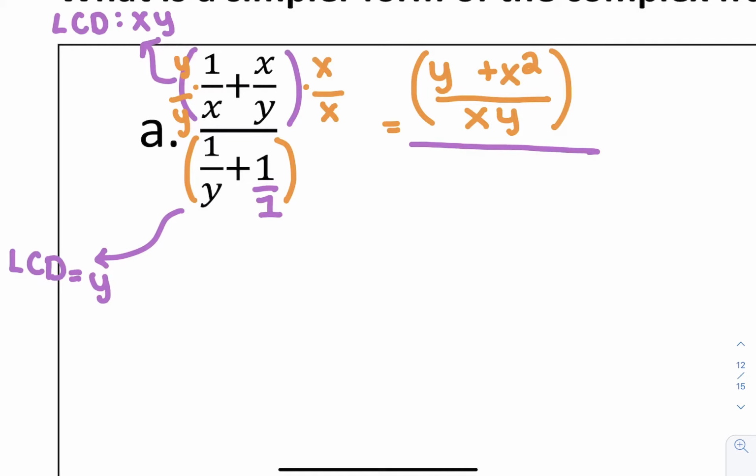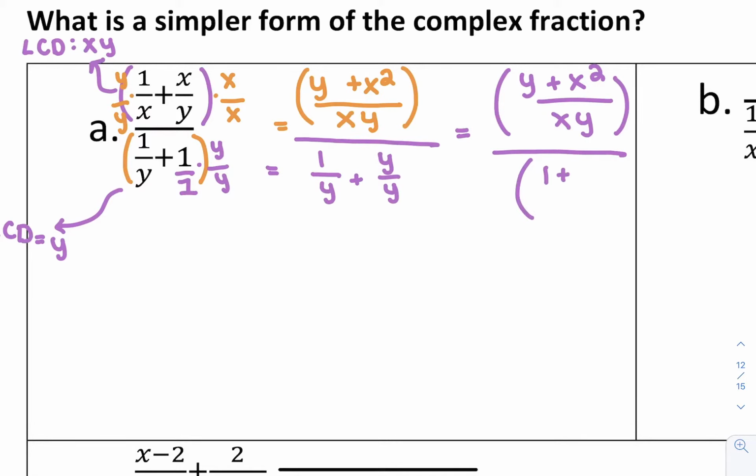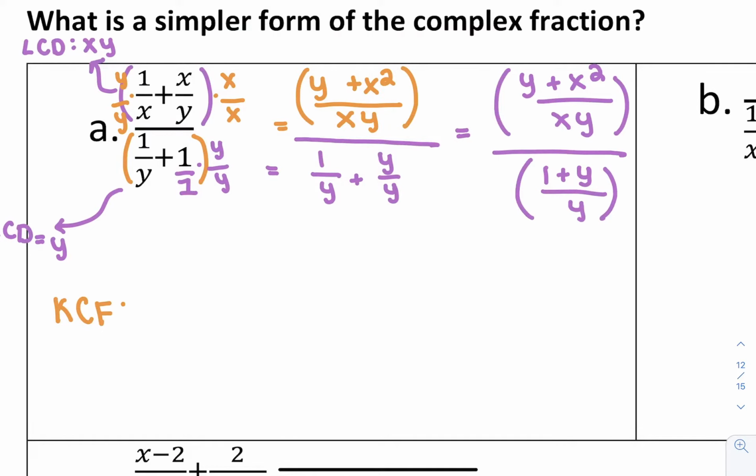Which means my first fraction's good. My second fraction needs a y, though, so I'll multiply by y over y. Then I have 1 over y plus y over y. Since they have the same denominator, I can combine them. So on the top, I still have the y plus x squared over xy. And now in my bottom, I have 1 plus y over y. Now that I have one fraction over another fraction, I'm able to keep, change, flip. So now we have y plus x squared over xy times y over 1 plus y.